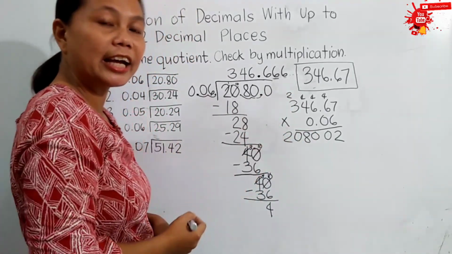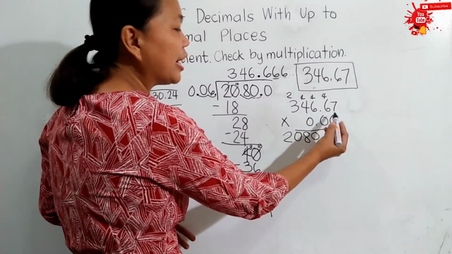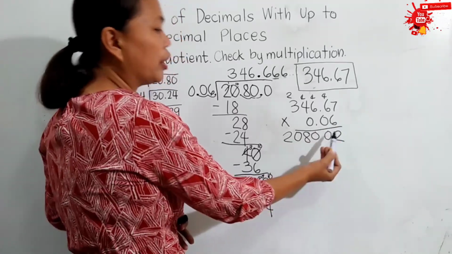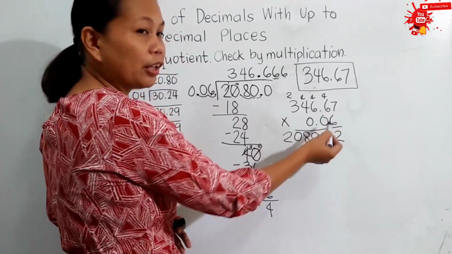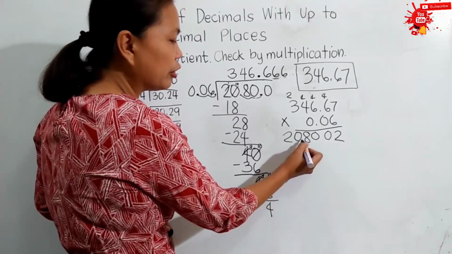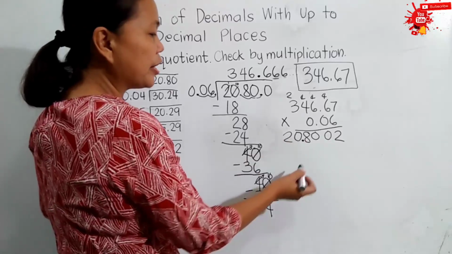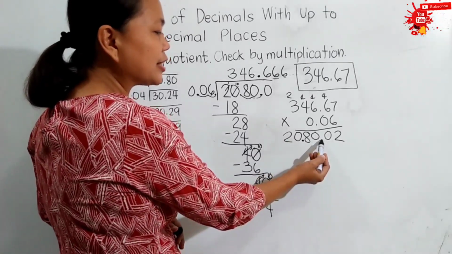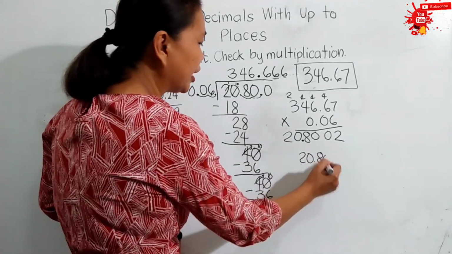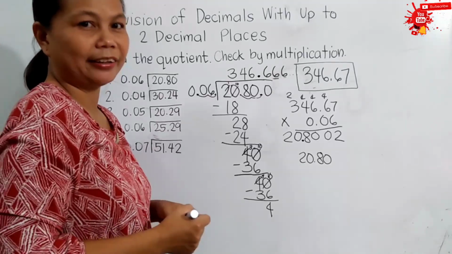Tapos, yung paglalagay ng decimal point, kung natatandaan pa yung multiplication, bibilangin lang natin yung decimal point. So, 1, 2, 3, 4. So, 4 yan parehas sa dalawang numbers. So, dito natin ilalagay yung decimal point. So, kung nira-round off natin sa 2 decimal places, ang sagot natin ay 20.80. So, halos katulad din ng ating dividend.